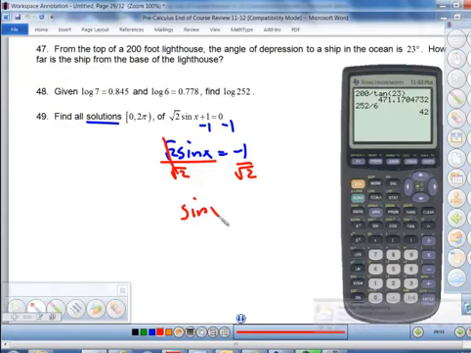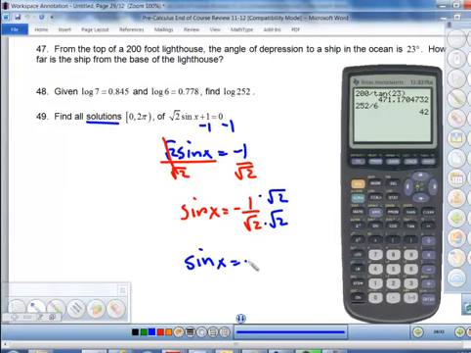And then sine x equals -1 over radical 2. So we're going to rationalize, multiplying the top and the bottom by radical 2. Okay, and so now I see that this is sine x equals negative radical 2 over 2. So I've seen that before. That's everything that has a 45-degree angle.